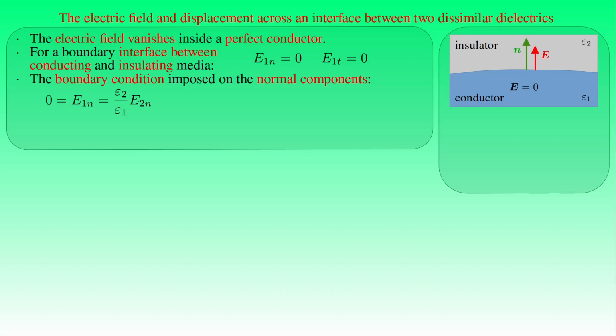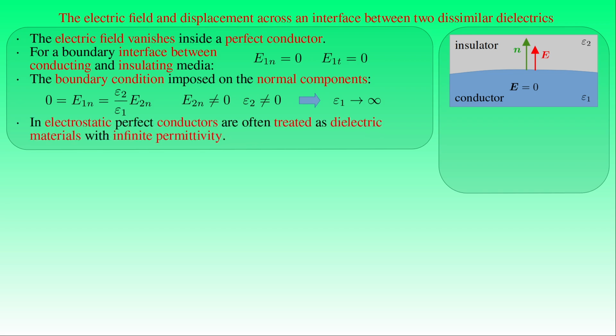Since the field lines of the electric field in the dielectric medium are perpendicular to the surface of the conductor, its normal component is a finite non-zero quantity. Then the product on the right-hand side of the equation is equal to 0 only if the ratio of the dielectric constants vanishes. The absolute permittivity epsilon 2 of the insulating material outside the conductor is a finite non-zero quantity, and the ratio will vanish if the dielectric constant epsilon 1 is infinite. Therefore, in electrostatics perfect or ideal conductors are often treated as dielectric materials with infinite permittivity.